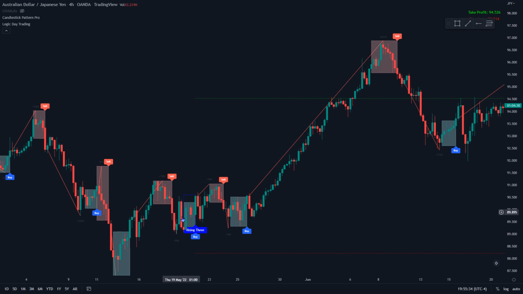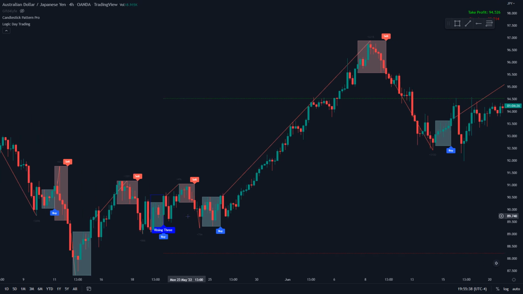So, a great trade to be had here just with these two indicators, logic day trading and Candlestick Pattern Pro. If you find one of these bullish continuation patterns showing up inside of one of these zones, that is just going to be perfect confirmation to be looking for those buys or sells, whatever the indicators are pointing towards.